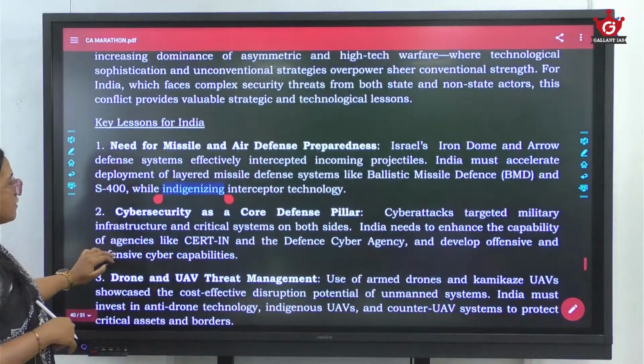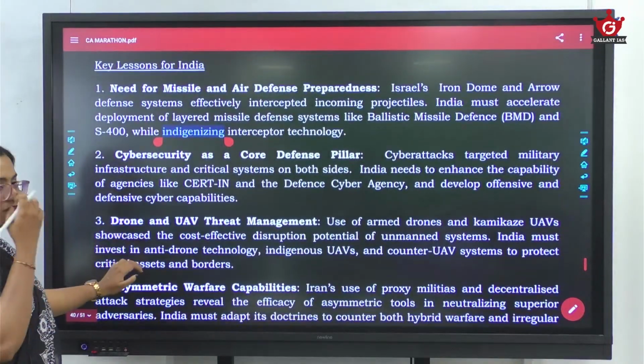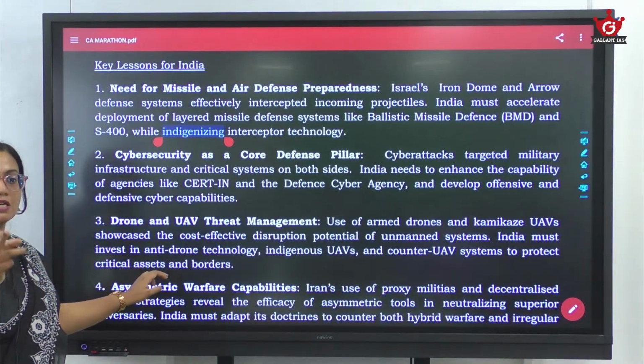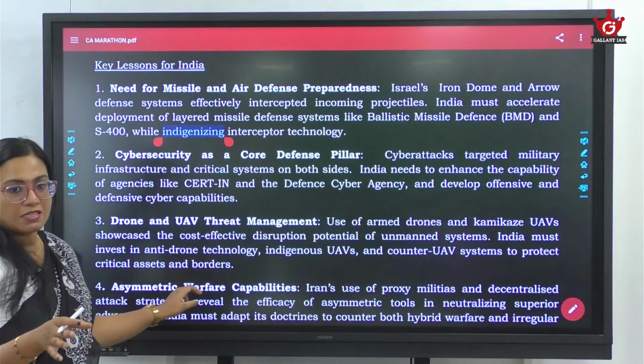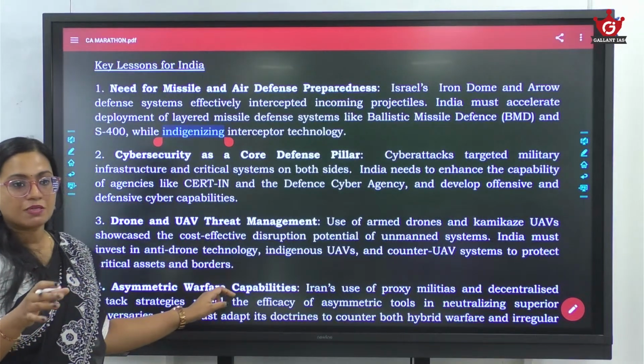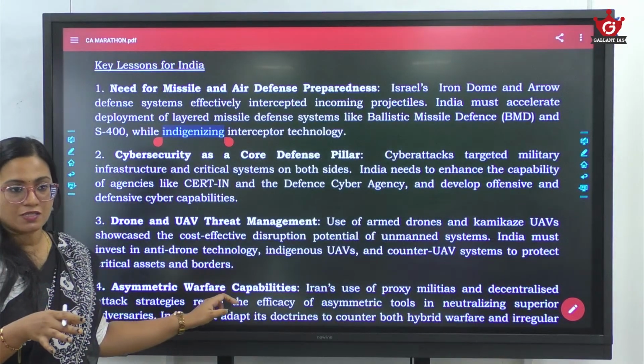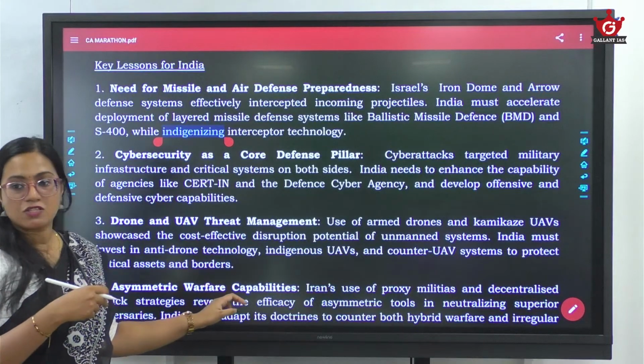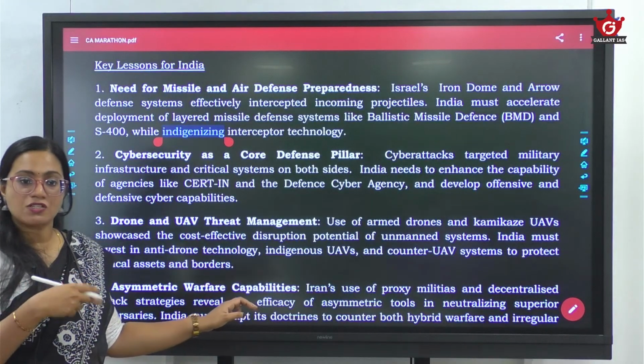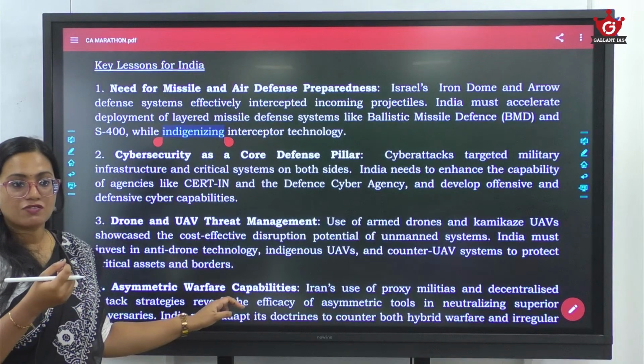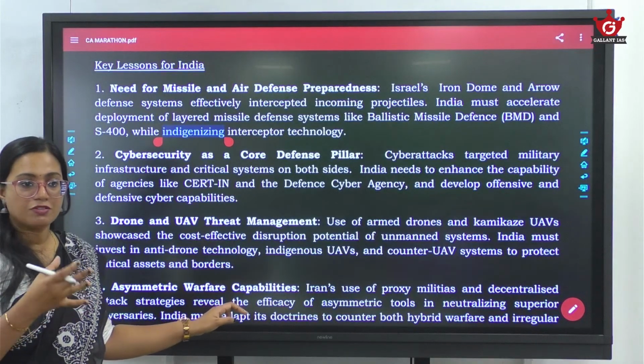Need for missile and air defense preparedness, cyber security as a core defense pillar. Cyber security is a very important area for your mains because every year we face some kind of a cyber attack from other countries. Okay, here also Israel has launched many cyber attacks on Iran. That was also one of the major reasons which actually led to this war between Iran and Israel.